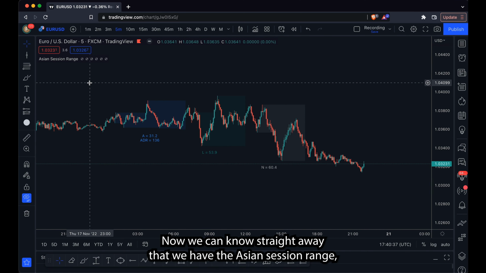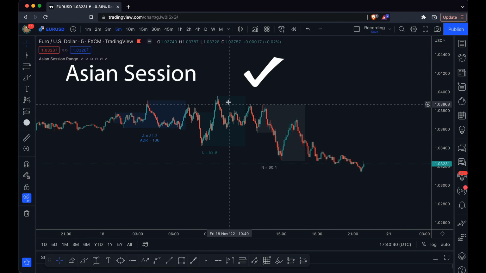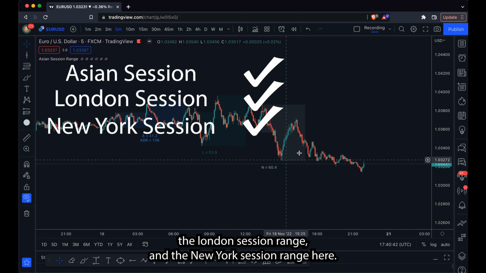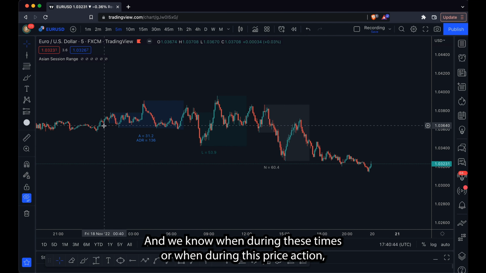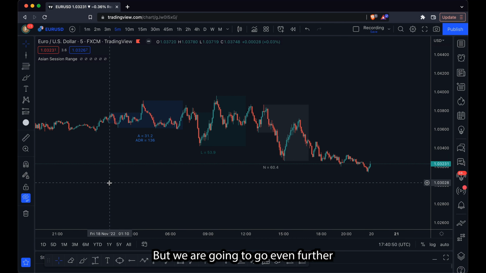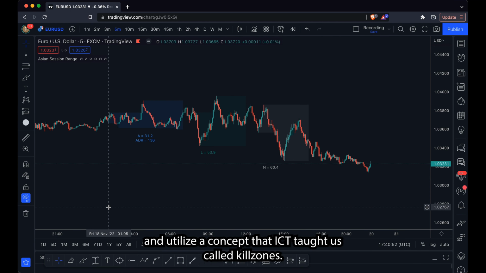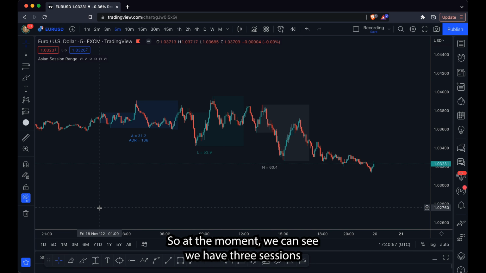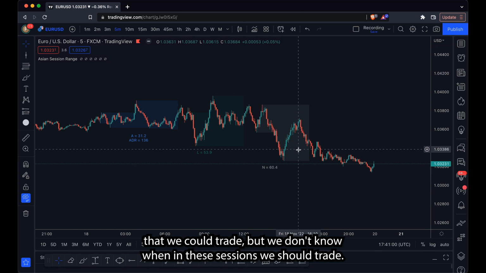Now we can know straight away that we have the Asian session range, the London session range, and the New York session range here. And we know when during these times or when during this price action we can take a trade. But we are going to go even further and utilize a concept that ICT taught us called kill zones. So at the moment we can see we have 3 sessions that we could trade, but we don't know when in these sessions we should trade.